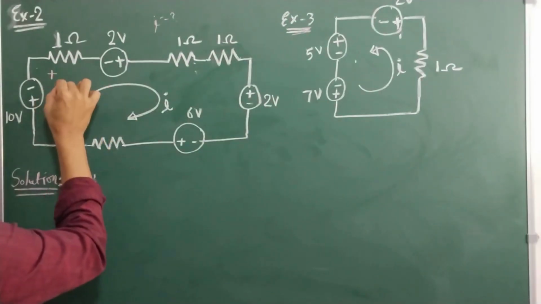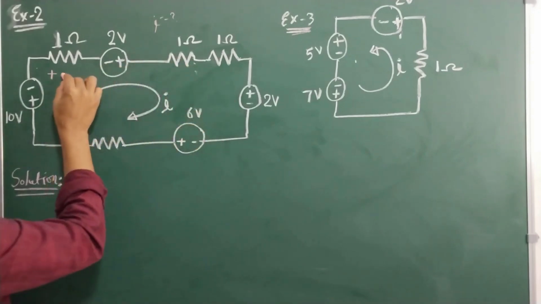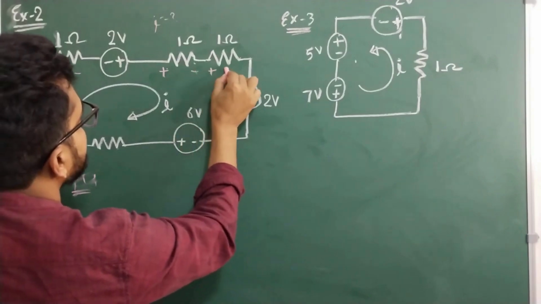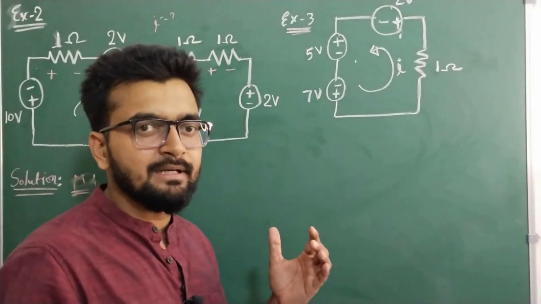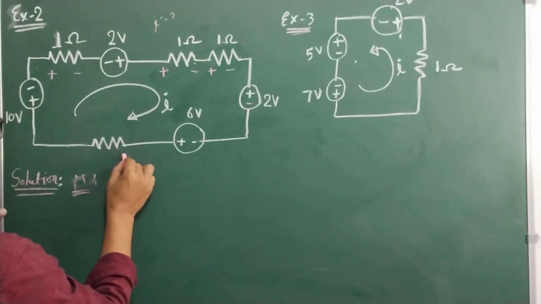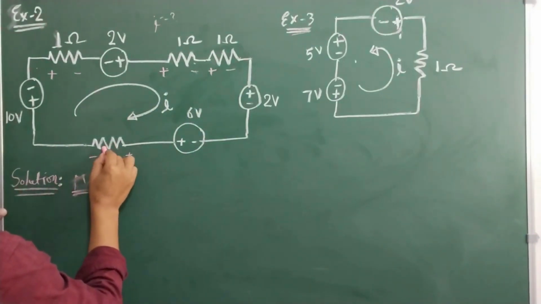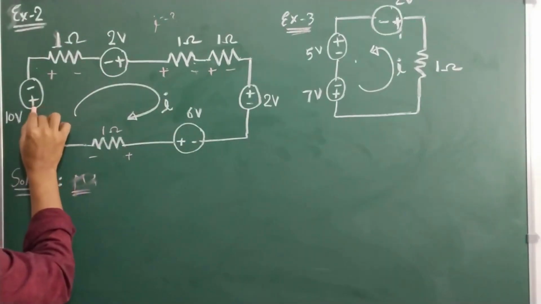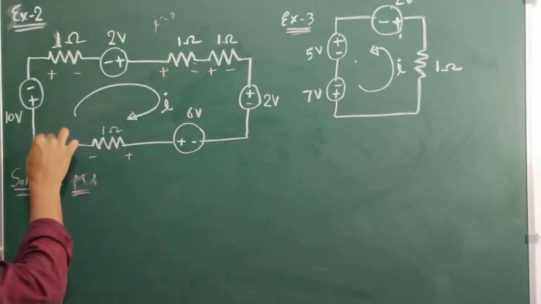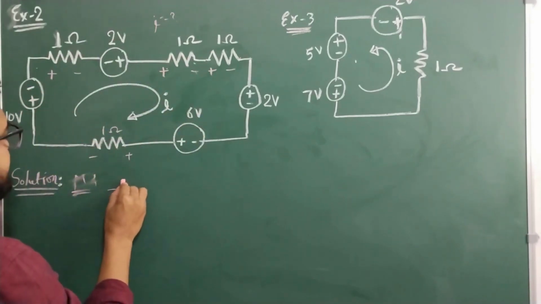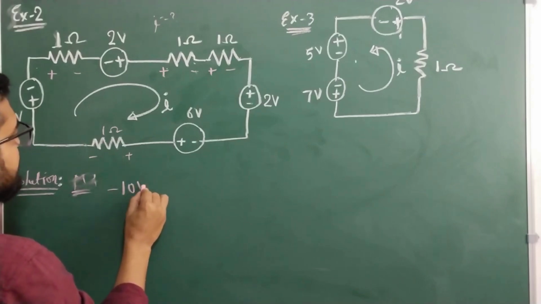This is the direction in which the current is flowing. So plus to minus, here also plus to minus, and here also plus to minus. Now we have assigned the polarity to all the resistors, and here we can write plus to minus. This is also 1 ohm. Now let's write down the KVL. Here we'll start from this point and come back to the same point. Here plus to minus is minus, so minus 10 volt.